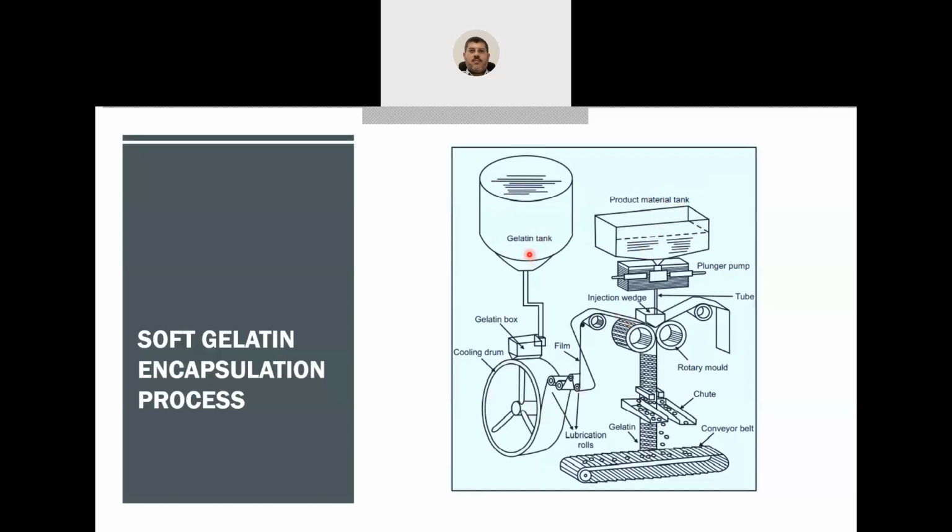So how are they being made? There are two parts. This one is duplicated, one here and one here, so they make two sheets at the same time. And these sheets will come against each other. There will be some forming or sealing mechanism that will make a pouch, a soft gelatin capsule closed from all sides except the upper side, opposite to this injection wedge. The injection wedge will inject the material, then the upper part will be sealed.